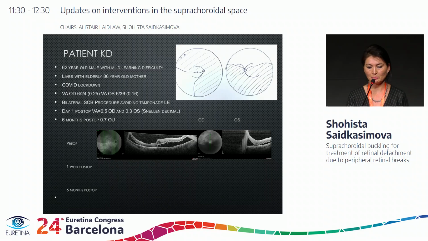So here's a couple of examples. I think my screen is playing up a little bit.